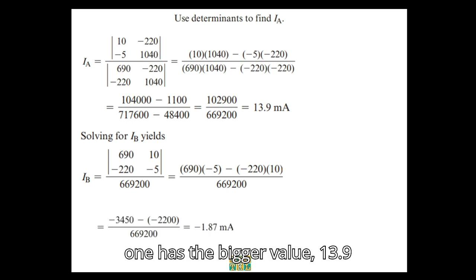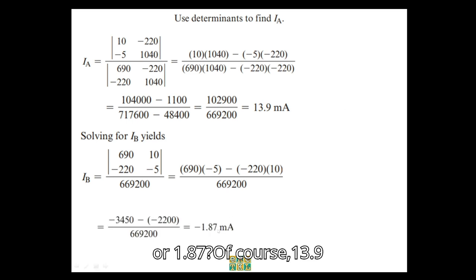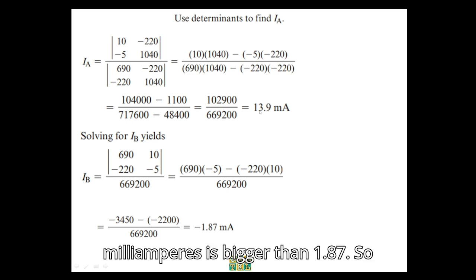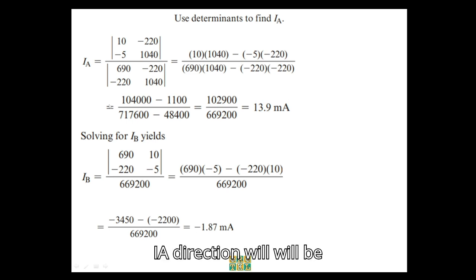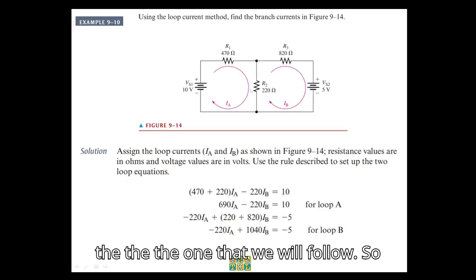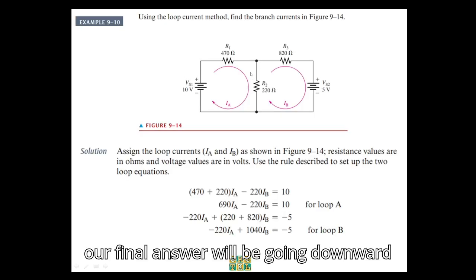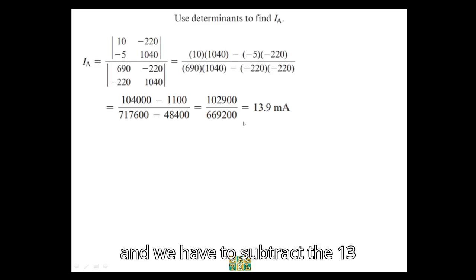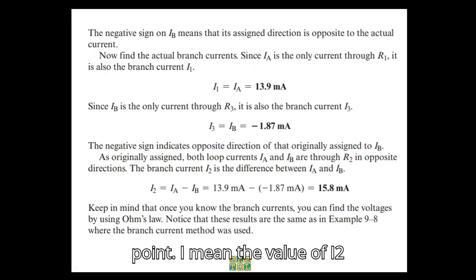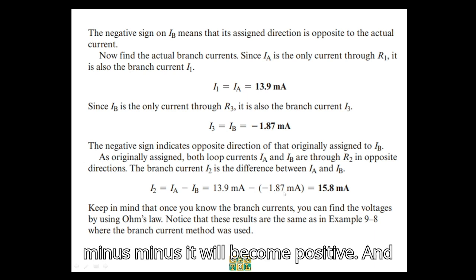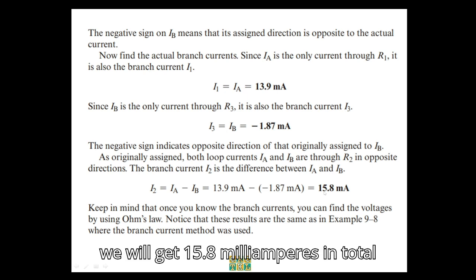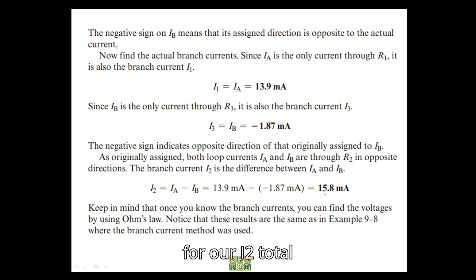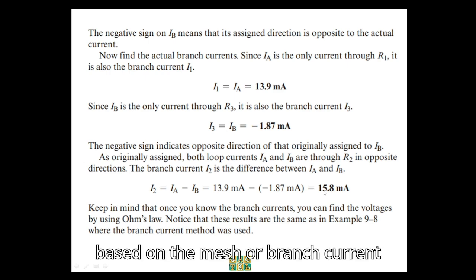It all boils down to which one has the bigger value, 13.9 or 1.87. Of course, 13.9 milliamperes is bigger than 1.87. So the IA direction will be the one that we will follow. So our final answer will be going downward, and we have to subtract. The value of I2 will be IA minus IB: 13.9 minus the negative 1.87. So minus minus becomes positive, and we will get 15.8 milliamperes in total for our I2, based on the mesh or branch current method.